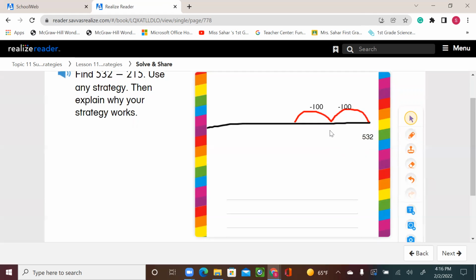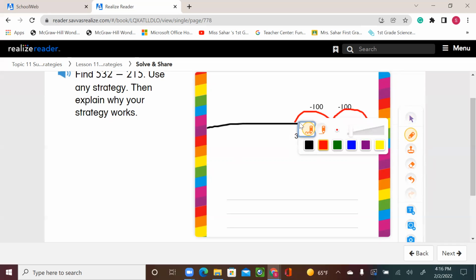532 minus 100 would be 432, minus another 100, 332. Let's put it down here. So 100, 100. All right, so this is the 200. What do I need to subtract? 110. So 110, I'm looking at my tens, 3 tens. I have 3 tens in 10 parts, so I'm taking 110. That means it's going to be 322.